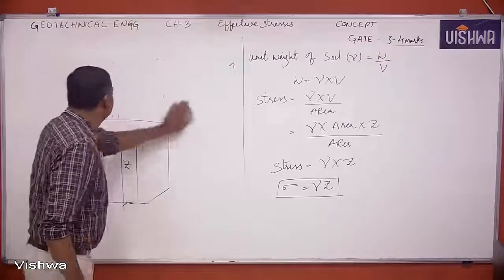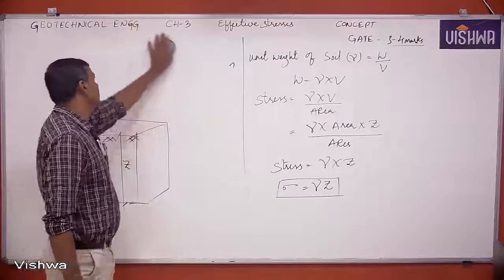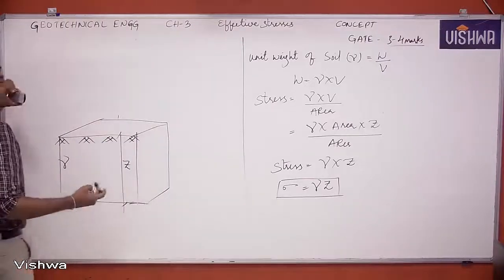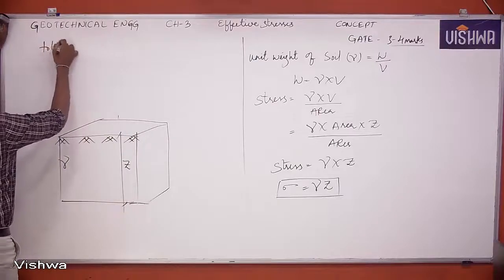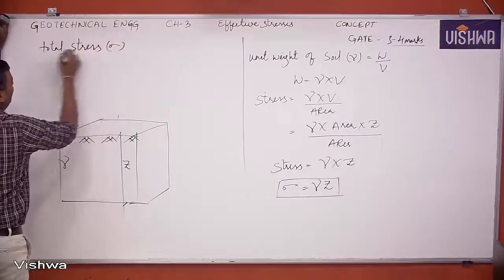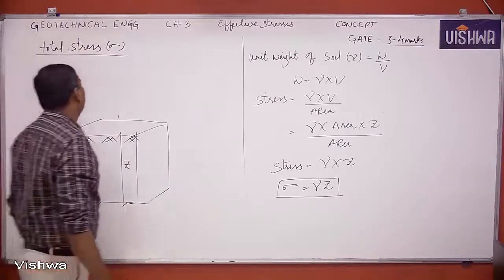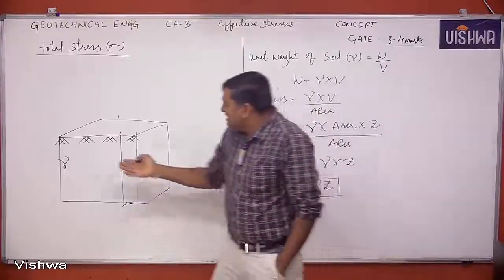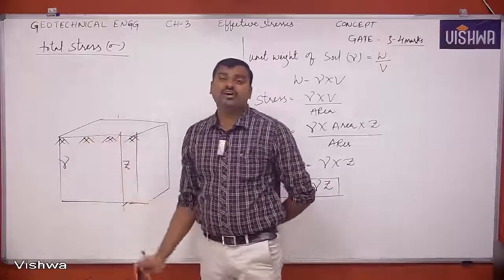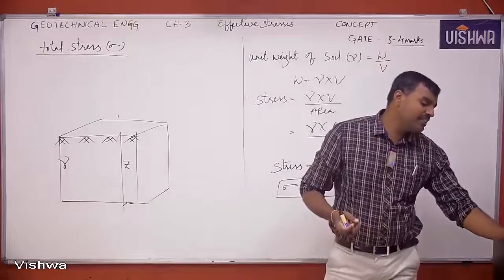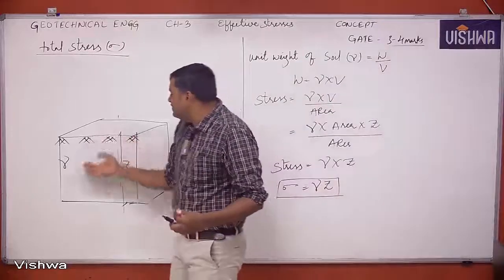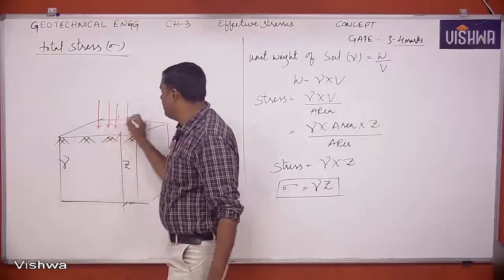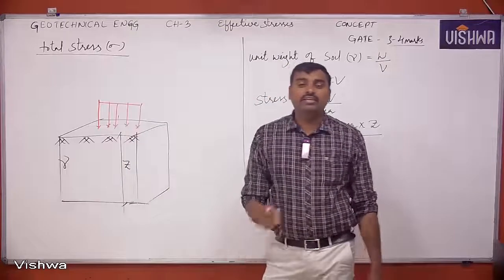Now we will see total stress definition in soils. The first definition in effective stress is total stress, sigma. This total stress sigma is the stress due to the self weight of soil, and any overburden pressure acting over it. I mean stress due to the self weight of the soil, as well as any overburden pressure acting on it, both combined will give total stress.